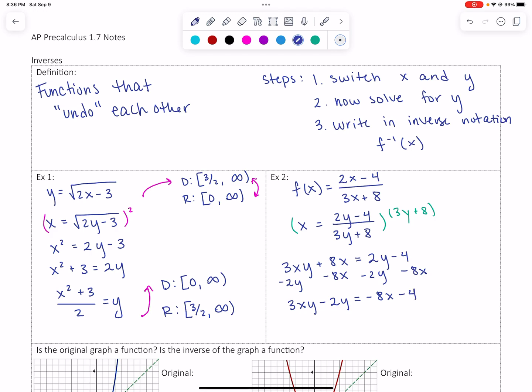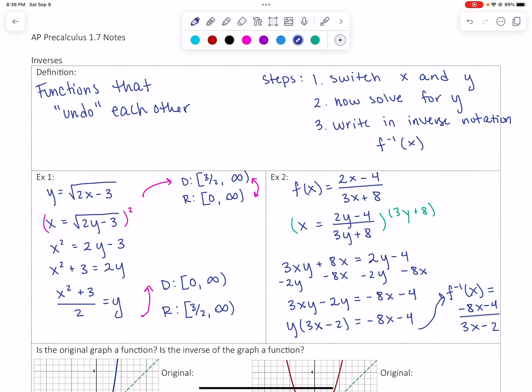And now we get to factor. So I have y times 3x minus 2 is equal to negative 8x minus 4. And when you go ahead and divide both sides, we get the inverse of f of x is equal to negative 8x minus 4 over 3x minus 2.